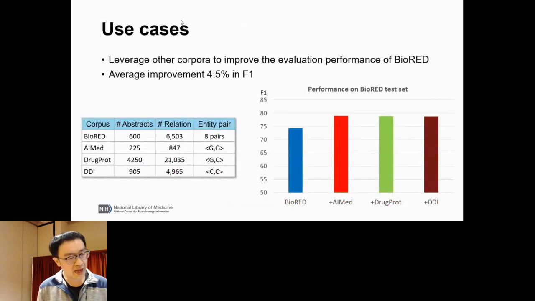More recently, we are exploring how to use BioRED to improve relation extraction systems. We got some results. First, we found we can use other corpora to improve the performance on BioRED. Here, we conduct experiments using 3 widely used datasets. From the figure, we can see that when we merge BioRED and other datasets, it can improve the performance of BioRED.